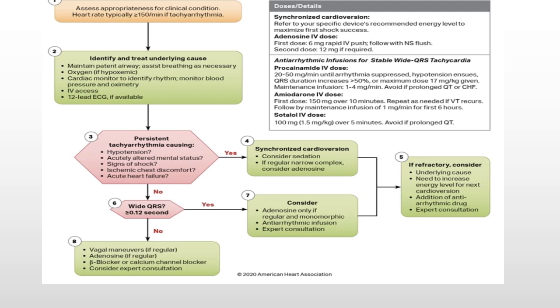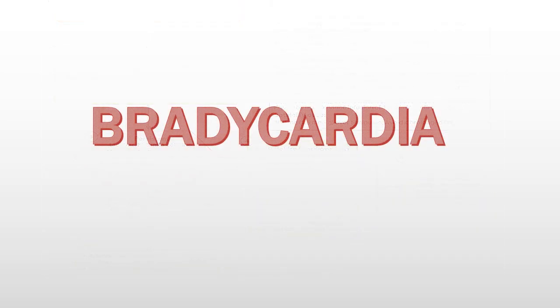If QRS complex is wide, then you will consider adenosine if it's regular and monomorphic, and if it is not regular, then antiarrhythmic can be given. And if QRS complex is narrow, then you will have to perform vagal maneuvers. So vagal maneuvers are important. Then you can simultaneously give adenosine, and beta blockers and calcium channel blockers can be considered, and then expert consultation. So in this box there are doses written of drugs, so you can read bradycardia.